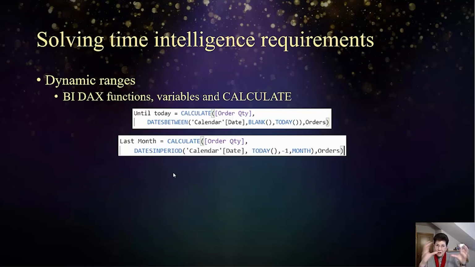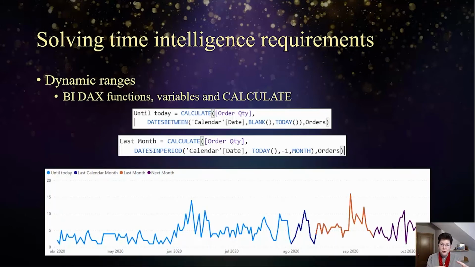And using these combinations of functions, we're able to obtain this kind of chart. In this case, we are looking at a different approach. For example, until today is from the beginning of my data till today. But today, I'm leaving the September 14, okay? Then we have last calendar month, that means August. Then last month means from today, the last one month. So here we will have all the values, and then next month.